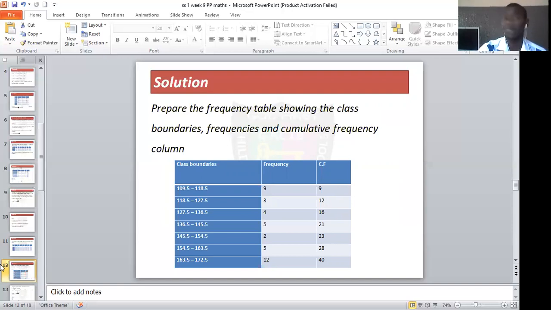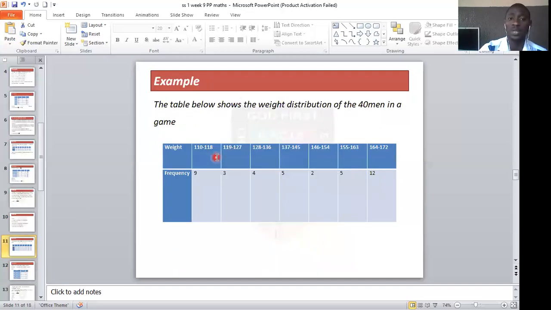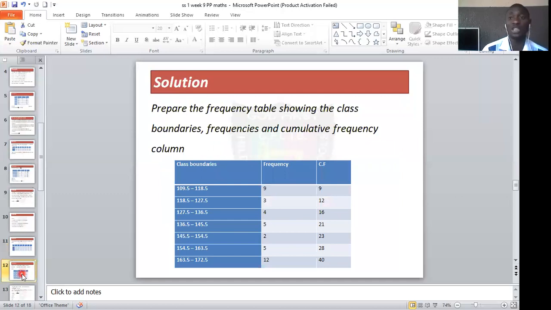You can get your class mark from this: this plus this, divided by 2. So look at it now. Our first class interval is 110 to 118. You can first prepare your class interval, but the most important is your class boundary.